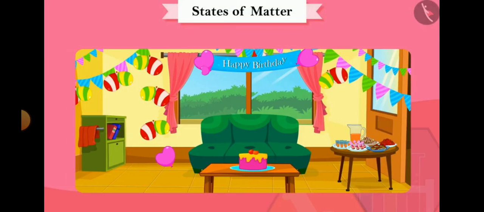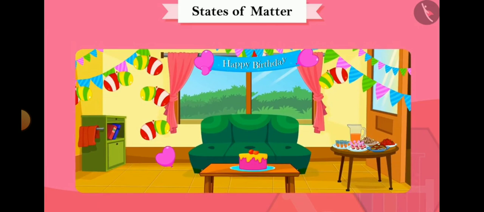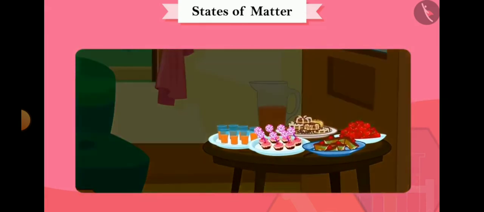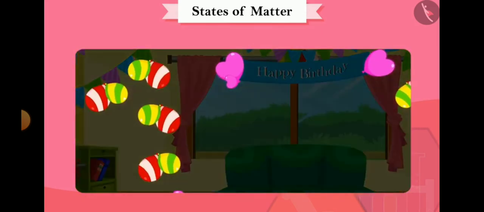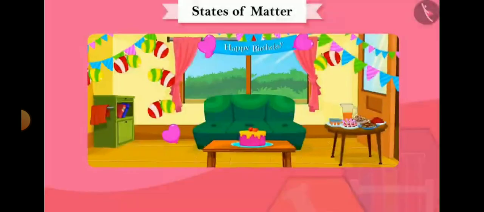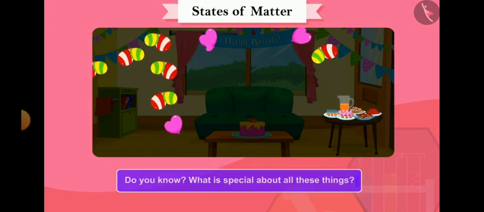Oh wow! Preparations for someone's birthday are going on here. Let's see what items are kept here. Here, some sweets and juice are kept for the guests. And the room is decorated with balloons. Do you know what is special about all these things?